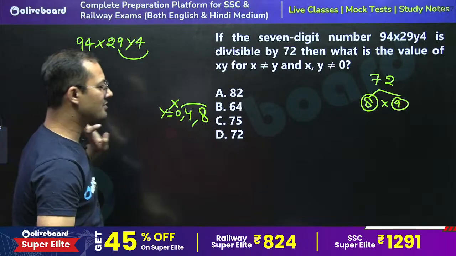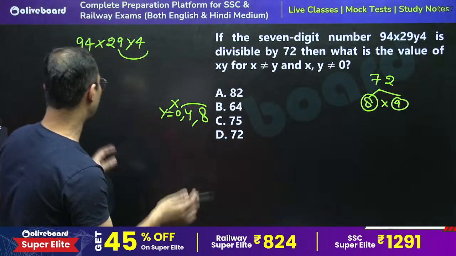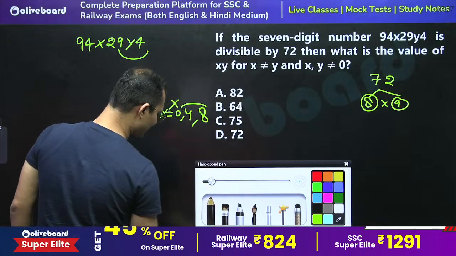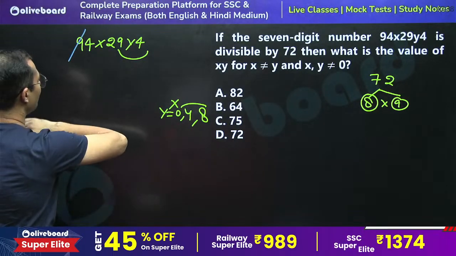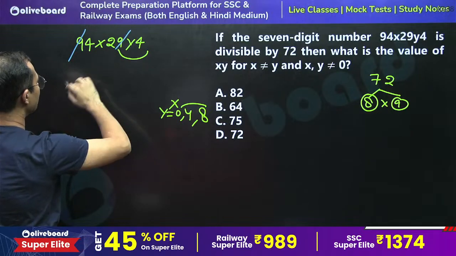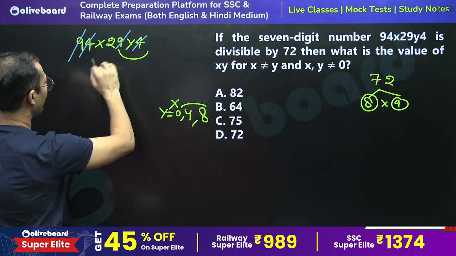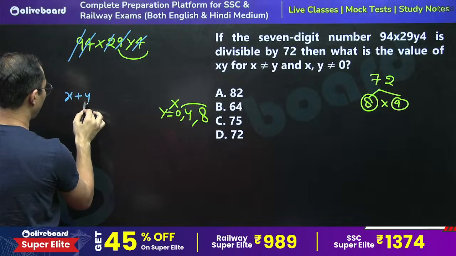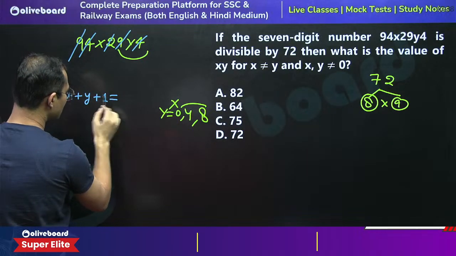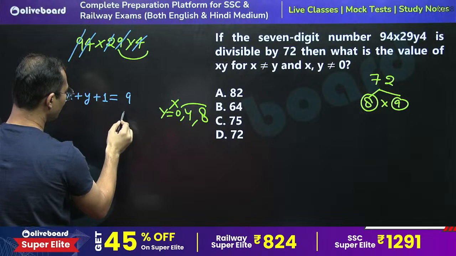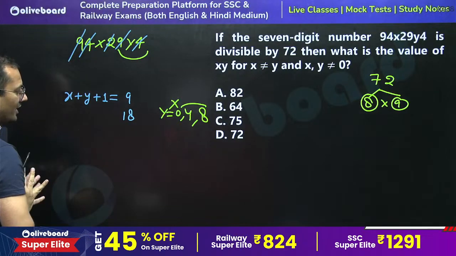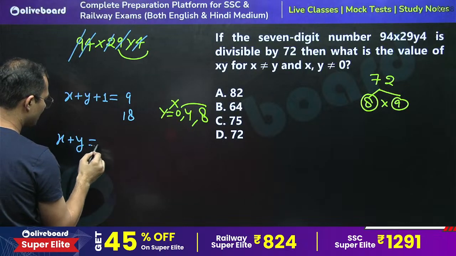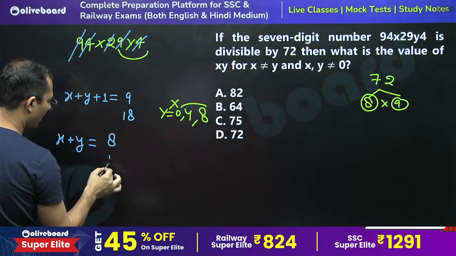Now check the divisibility rule of 9. That says the sum of the digits must be divisible by 9, right? So we can say that 9 is completely divisible. 8 and 4 and 4, 8 and 2, 10. Out of 10, 9 is divisible. So x plus y plus 1 must be equal to either 9 or 18, right? So the sum of x plus y must be equal to either 8 or 17.